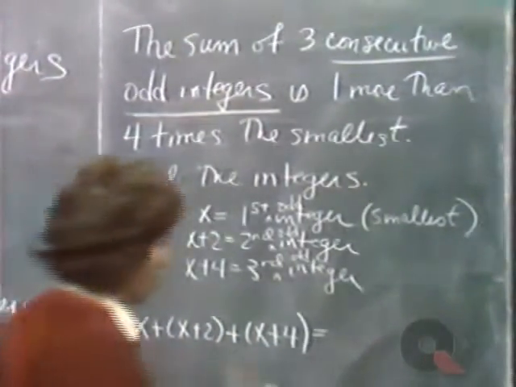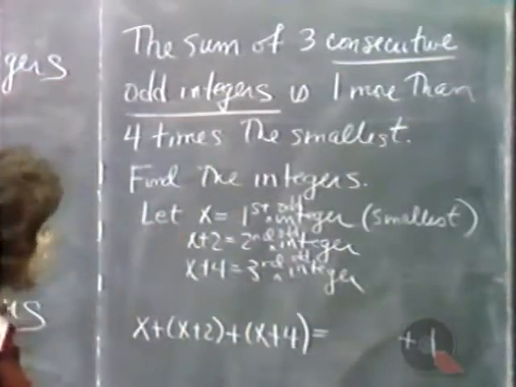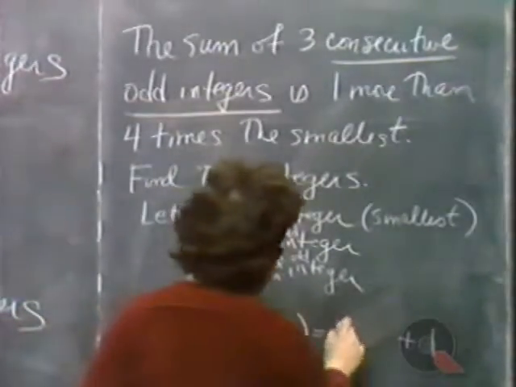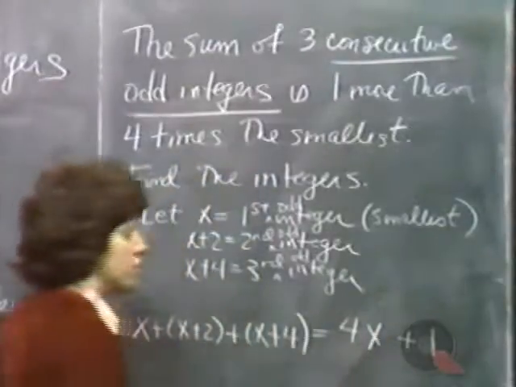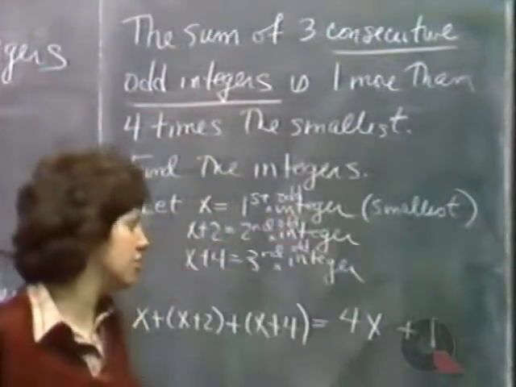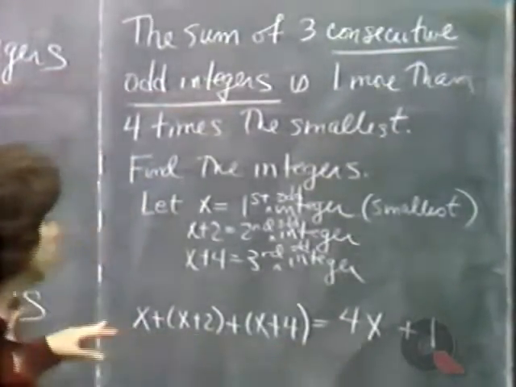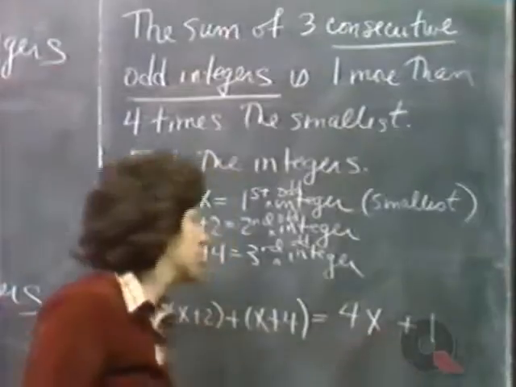The result is 1 more than 4 times the smallest. 1 more than 4 times the smallest. 1 more than 4x. X is the smallest. It's the first, it's the smallest. The sum of the 3 consecutive odd integers is 1 more than 4 times the smallest.